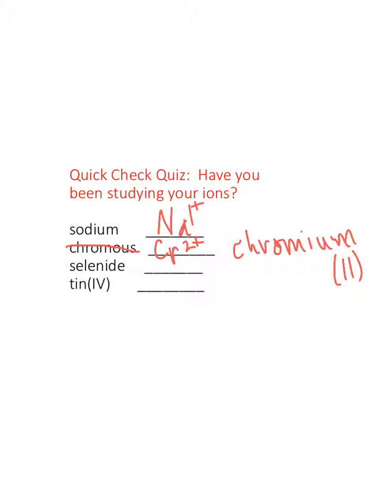All right, now selenide. Here's the telltale sign on this. This ide tells me it's a nonmetal, so I'm going to look over in group 6A and see that selenium is going to gain 2 electrons, so it's going to be a 2- charge. And then last but not least is tin, and tin symbol off the periodic table is Sn, and it's tin-4. Haha, no, tin-4 rubber ducky. Tin's going to have a 4+ charge.